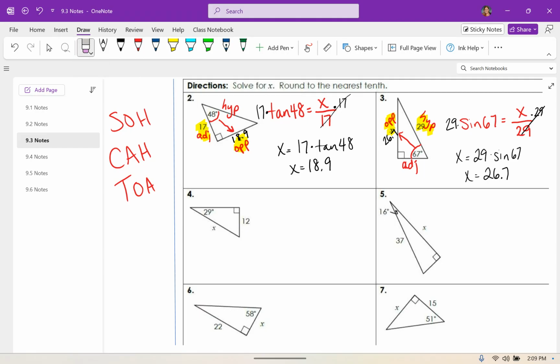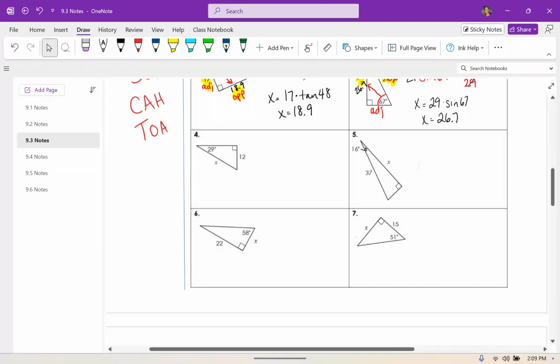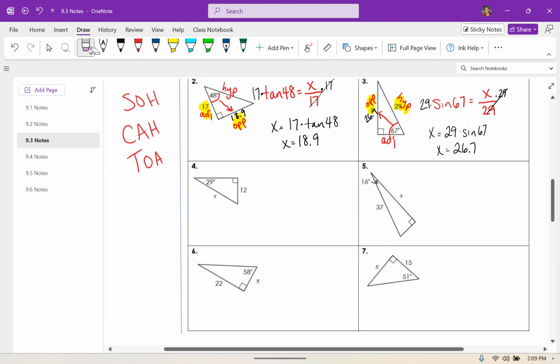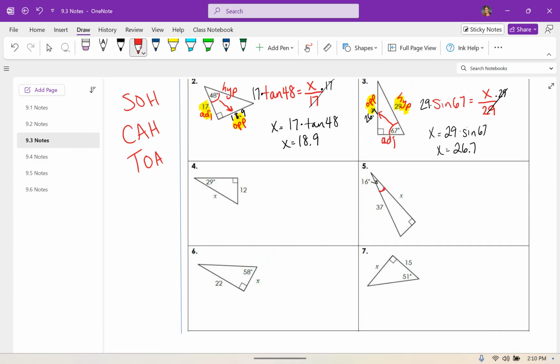Let's skip ahead to number 5. We are given the angle 16. I'll label my hypotenuse. The longest side, as you can see, is across from the right angle, so this is the hypotenuse. Across from the 16 is the opposite, which makes x the adjacent. So in this example, we are given adjacent and hypotenuse.